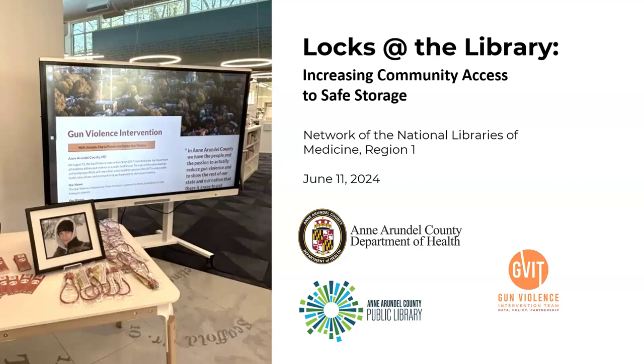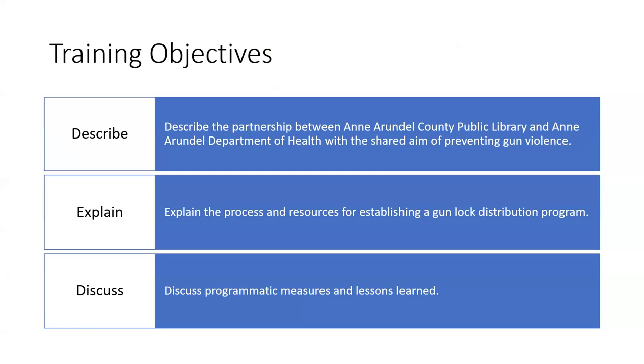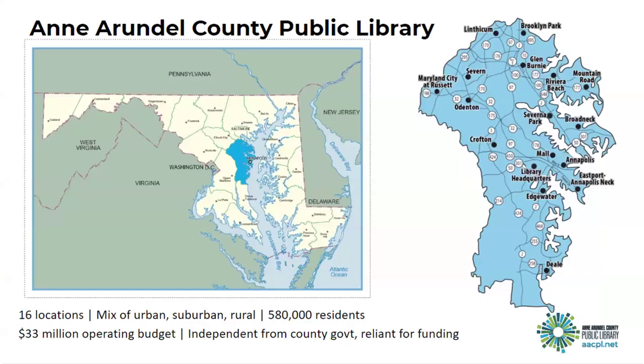Other public libraries in the country, about 13 at the time, were providing the locks, but in partnership with other organizations, police departments, Moms Demand Action, etc. So this is a unique partnership, and I think it's one that can be replicated easily in other jurisdictions. If you'd like to advance to the next slide, please. You've already reviewed the training objectives for today, so I think we can advance that slide as well.